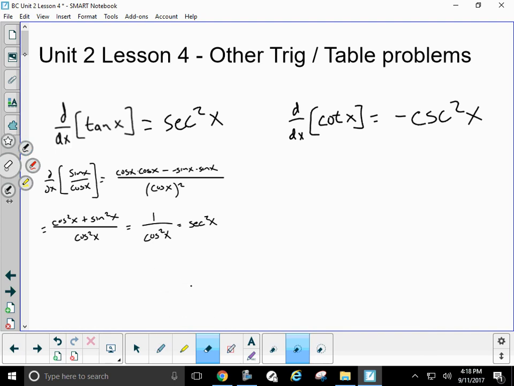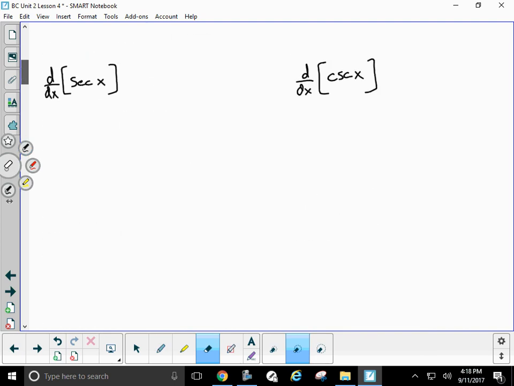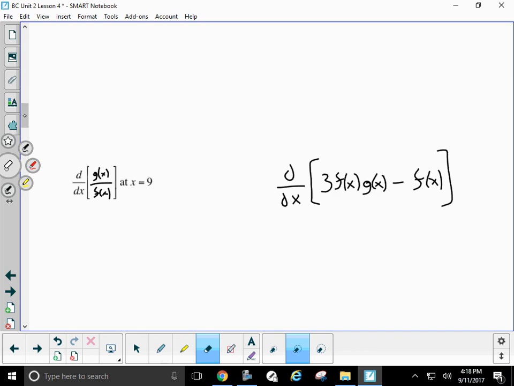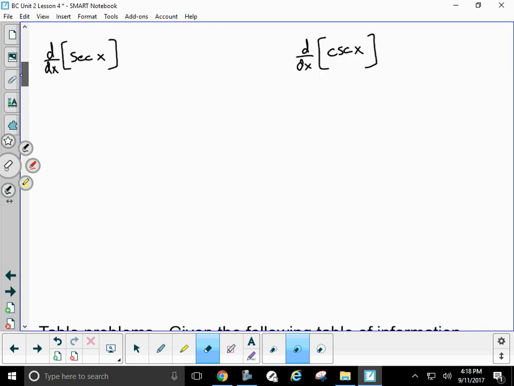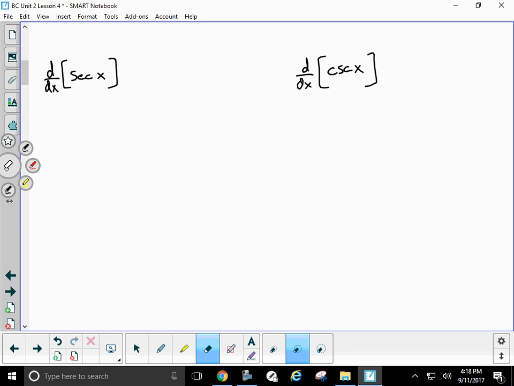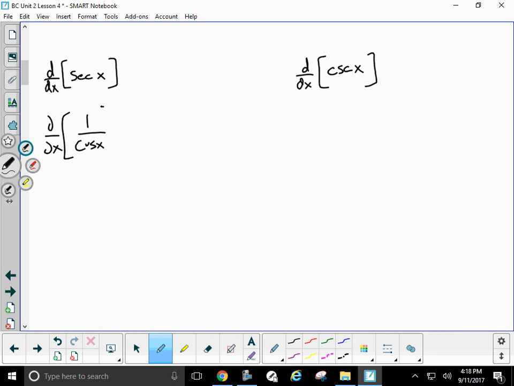Let's look at some others. You can look at secant and cosecant to wrap things up. I can start by rewriting secant as 1 over cosine. And instead of writing it as 1 over cosine or secant, watch what I'm going to do. I'm going to rewrite this as cos x to the negative first. I'm going to use the chain rule to take this derivative. Let's see how that works.